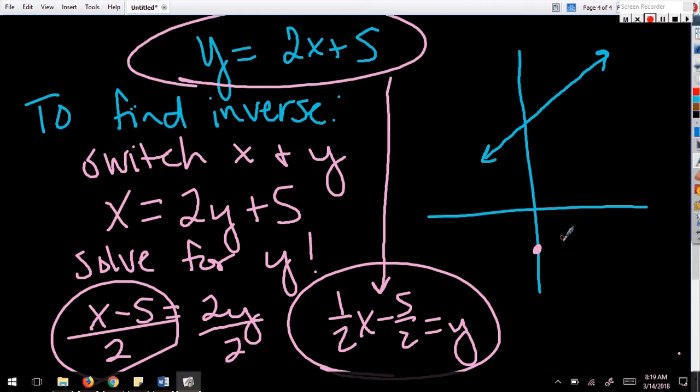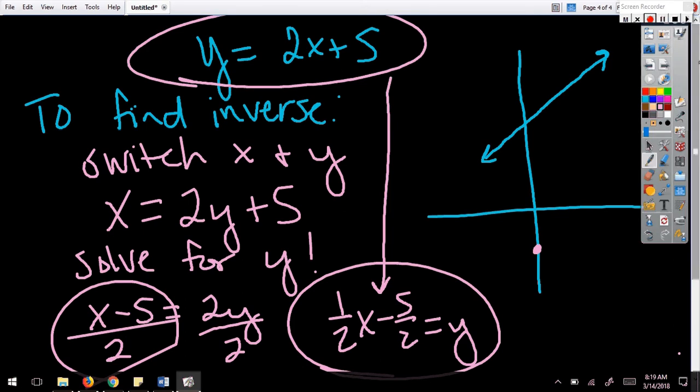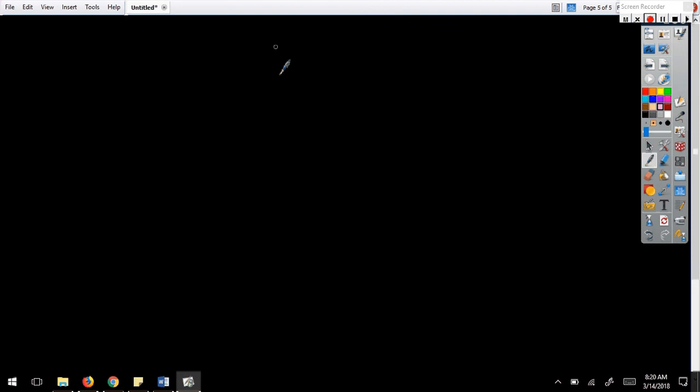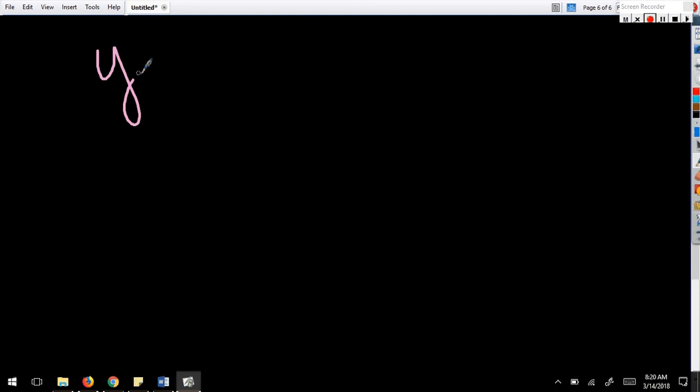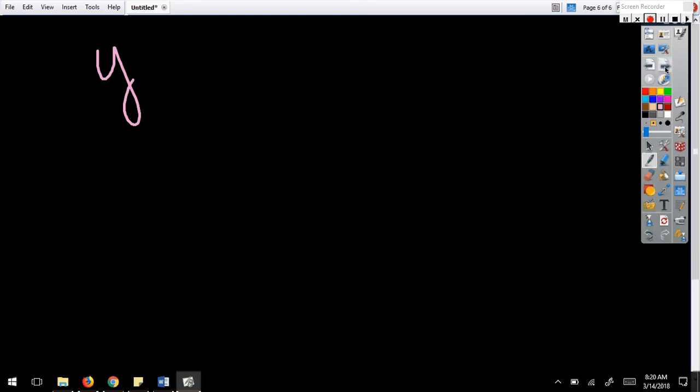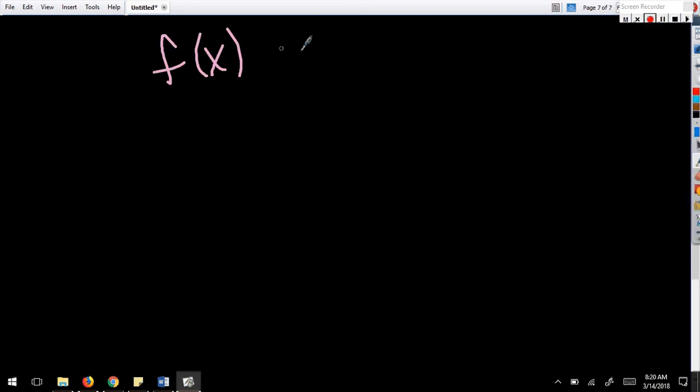I'm going to show you the graph with another one so you really see. Does that make sense? Let's look at one that's a little bit harder on a graph. Actually, let's do one more of these. Let's find the inverse of 2x squared minus 6. Find the equation of the inverse right now.